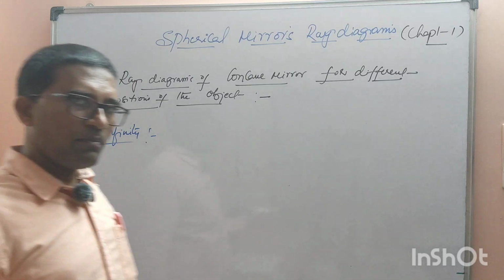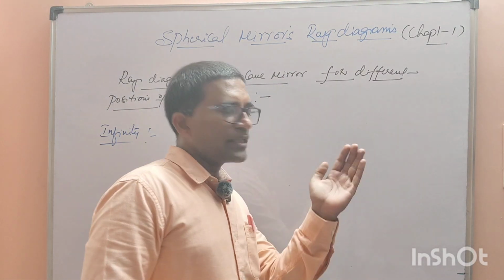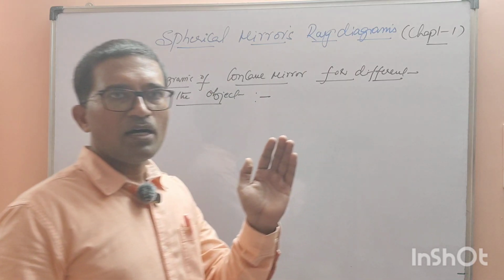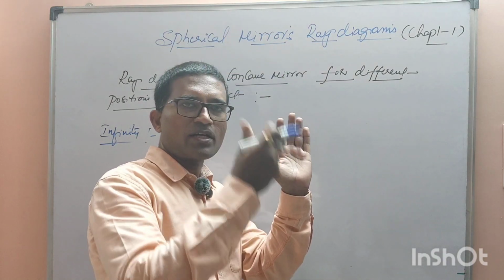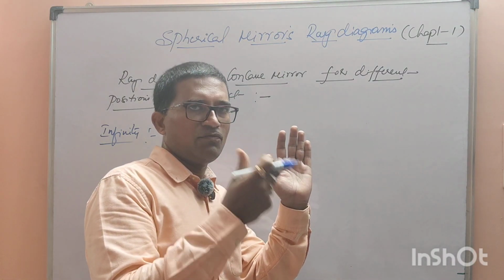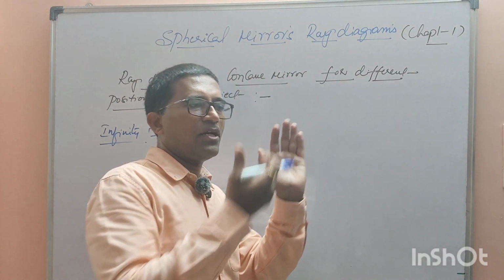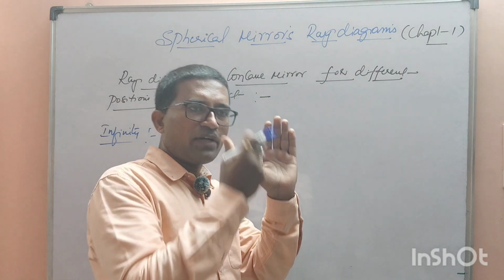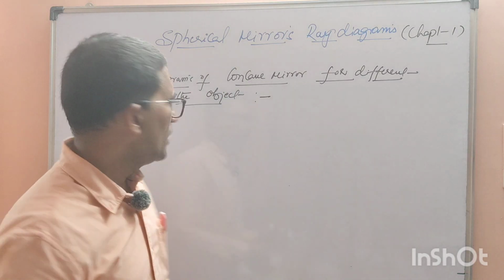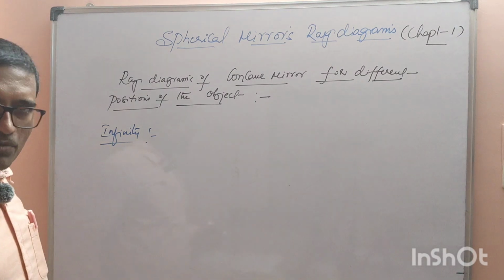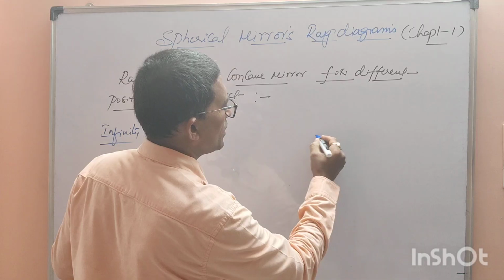If the object is at infinity, for example, the sun, consider that I place the concave mirror in front of the sun, which is at infinite distance. All the light rays coming from the sun are parallel to each other and parallel to the principal axis. If they fall on the reflecting surface of the concave mirror, how will the light rays behave and where is the image formed? We'll talk about the nature and orientation of the image, and we'll complete the ray diagram related to that.